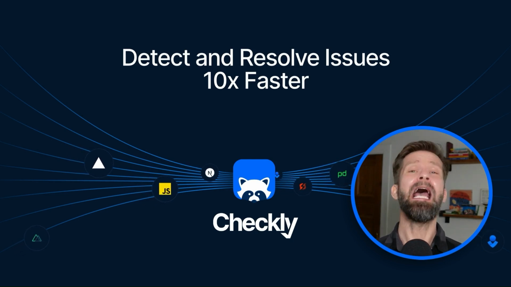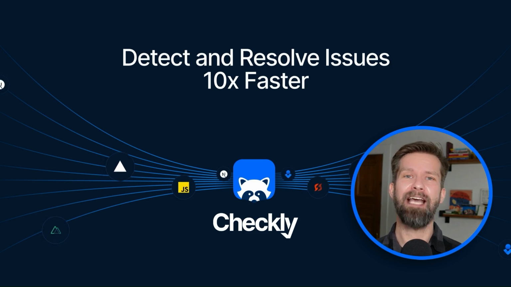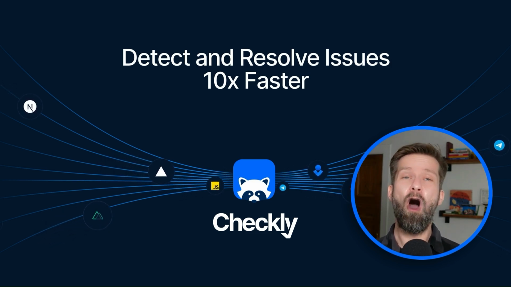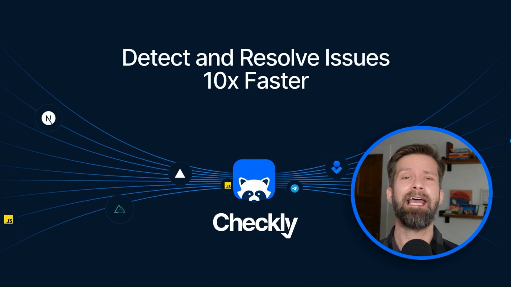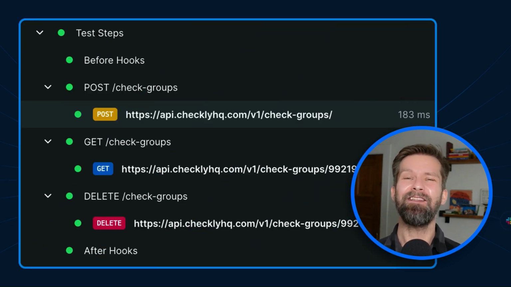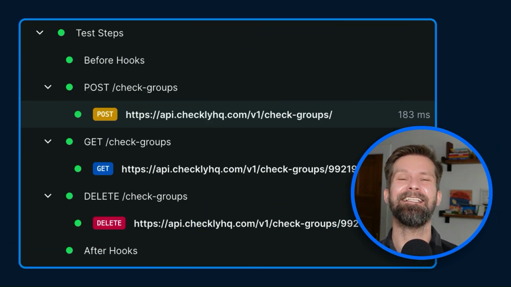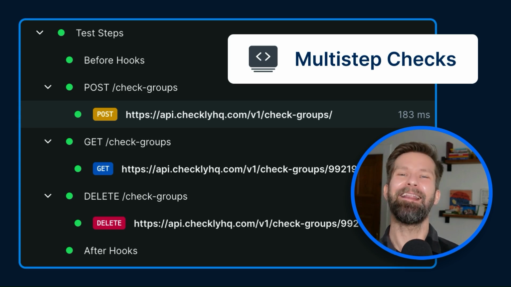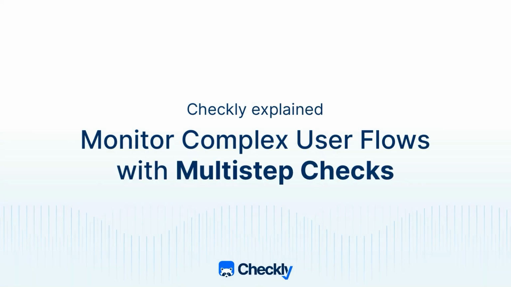But how does it work? With synthetic monitoring, you can check and test your APIs and most critical user flows on a schedule and receive timely and accurate alerts. And we have some big news. A new check type just entered the stage, multi-step checks. And if you want to learn how this new check type can help you to stay on top of your game, this video is for you. Let's go.